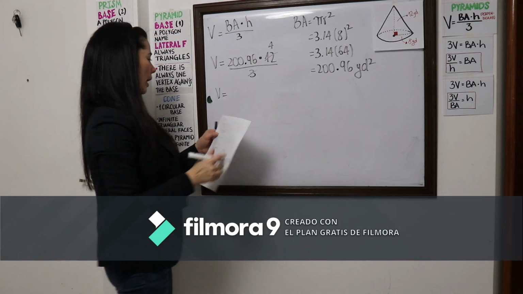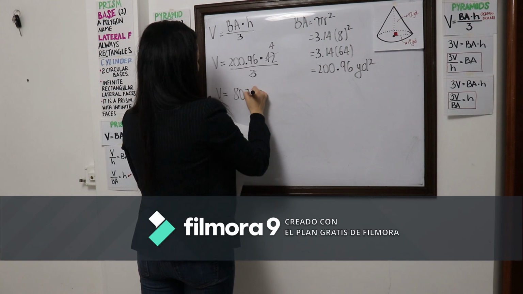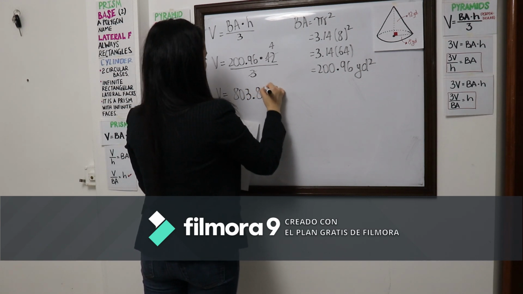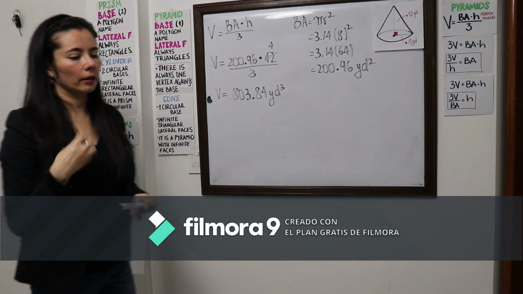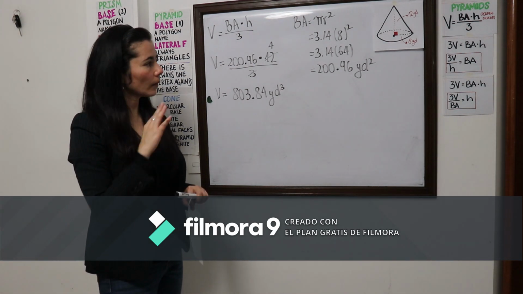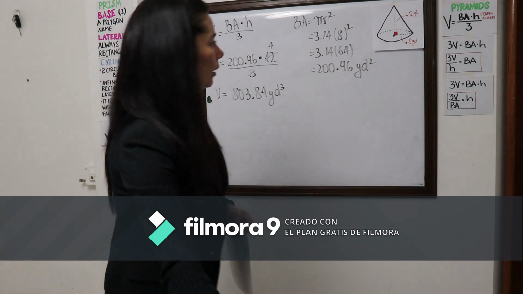Actually, I'm getting 803.84 cubic yards. That would be how to find the volume of a cone.